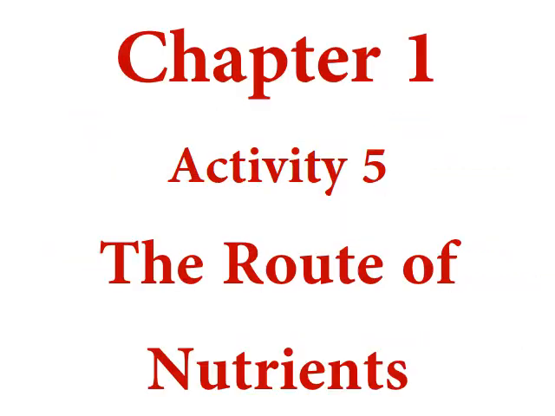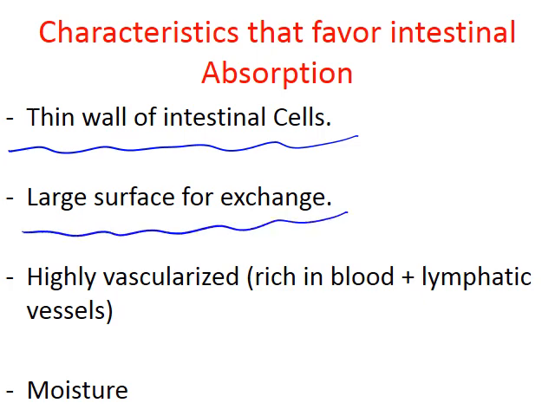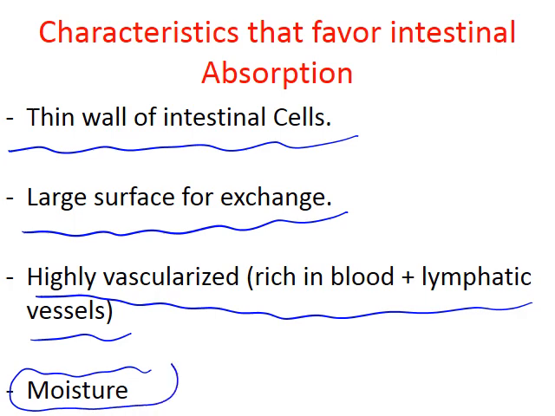The routes of nutrients, activity 5. So we have to study the characteristics that favor intestinal absorption. We have a thin wall of intestinal cells, large surface for exchange, highly vascularized, meaning rich in blood vessels and lymphatic vessels, and finally its moisture.